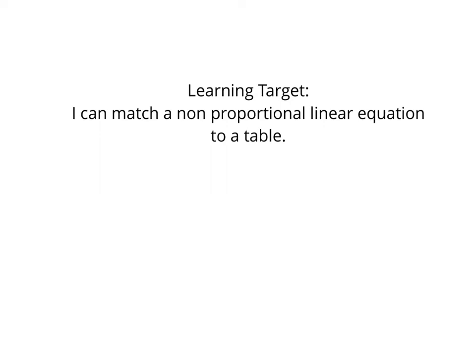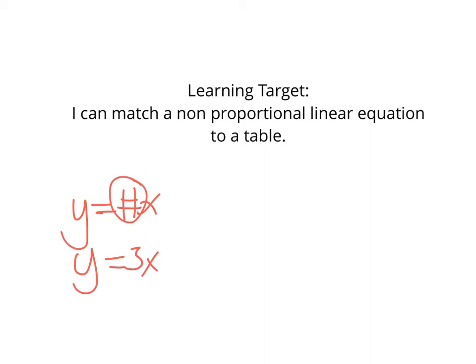Okay, so what you're going to learn today in today's learning target is I can match a non-proportional linear equation to a table. So yesterday what we looked at was matching some equations in y equals some coefficient of x. For example, if I had y equals 3x, and we substituted values in for x, the rule is whatever x is times 3 should give me some kind of y value. And that's what we looked at yesterday.